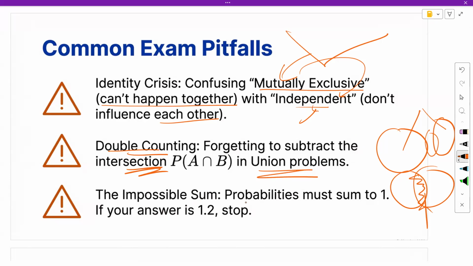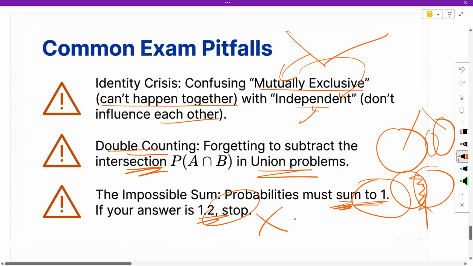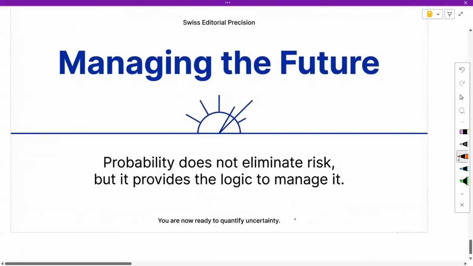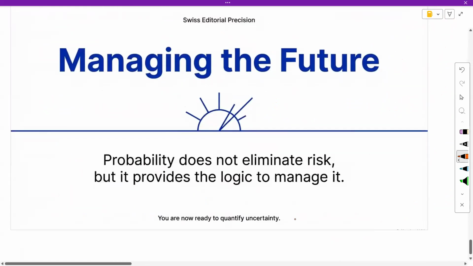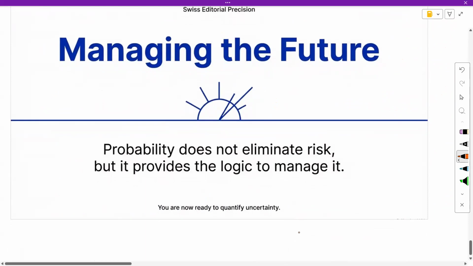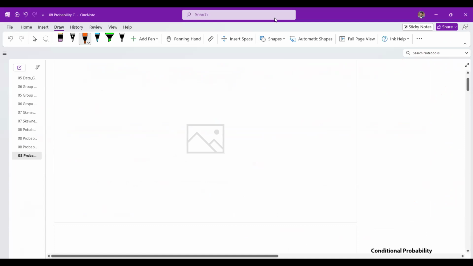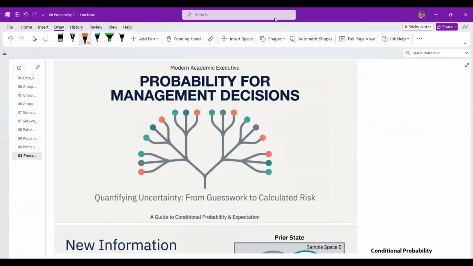The impossible sum: probabilities must always sum to 1. If your answer is 1.2, stop, you are wrong somewhere. Managing the future: probability does not eliminate risk, but it provides a logic to manage it. So this is about that session, and we will move to the next session. Before that, we will take a small break.